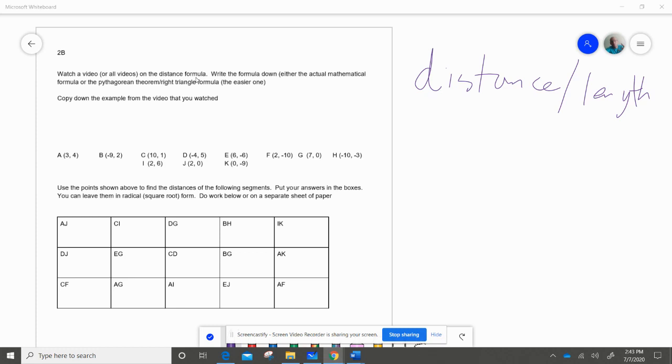Okay, on to our 2B notes, and we are doing the distance formula on these notes. Okay, distance or length, same thing. Hopefully we know that. So all we're doing is finding the length of a line segment by using the coordinates of the two endpoints and doing a quick little formula here.